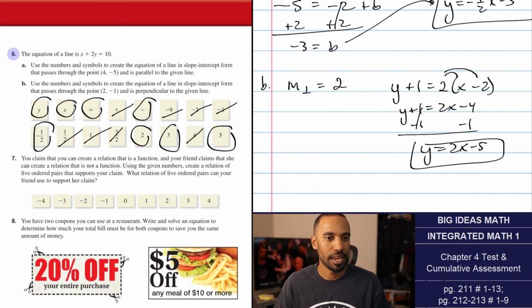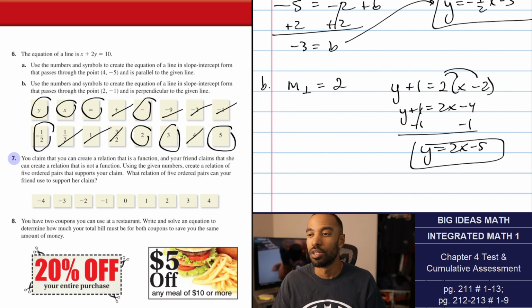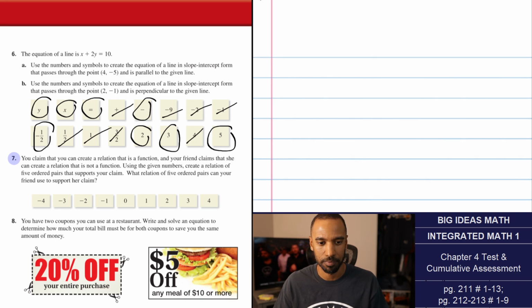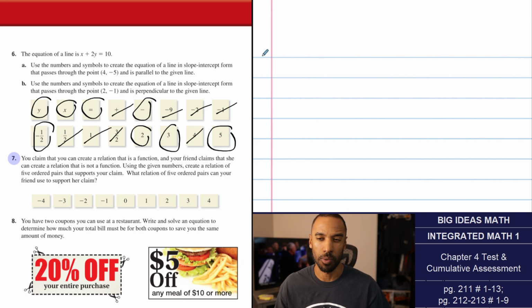You claim you can create a relation that is a function, and your friend claims that she can create a relation that is not a function. Using the given numbers, create a relation of 5 ordered pairs that support your claim. What relation of 5 ordered pairs can your friend use to support her claim? So for me to create one that is a function, remember, they don't need to go in a line, guys. A relation is a function as long as I have different x values.